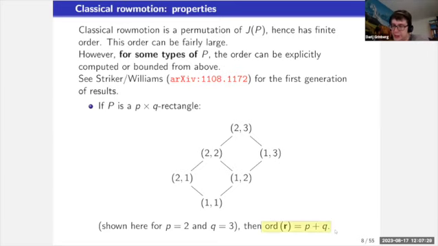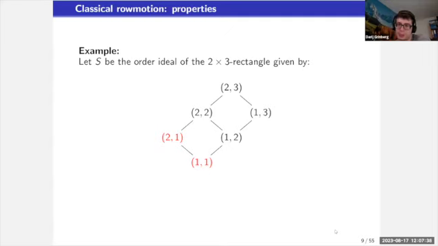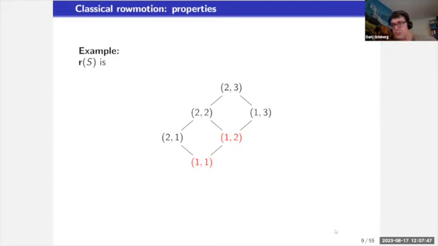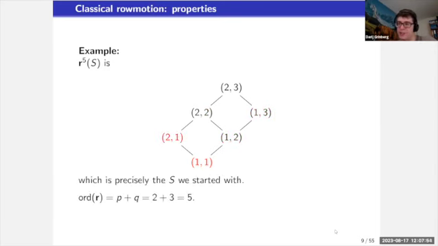So for such a rectangle, the order is very simple. It's P plus Q, which is much smaller than you would expect. Here's an example. This here is an order ideal of the rectangle. It consists of the red elements, nothing else. You apply row motion once, you apply it again, again, again, and you apply it 5 times in total, and you go back where you started. That's because 2 plus 3 equals 5. The order is 5.